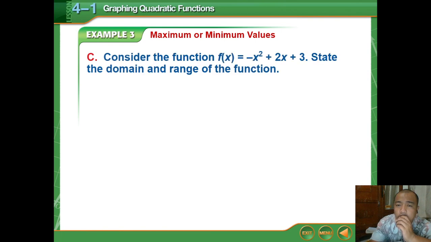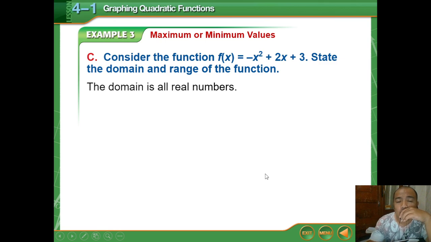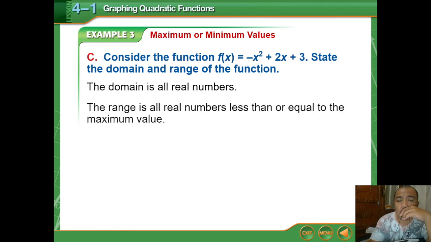Next, consider the function negative x squared plus 2x plus 3. State the domain and range. Of course, the domain of a quadratic function is the set of all real numbers. But the range is y less than or equal to k if a is negative. If a is positive, y is greater than or equal to k. So the domain is all real numbers. The range is all real numbers less than or equal to the maximum value.